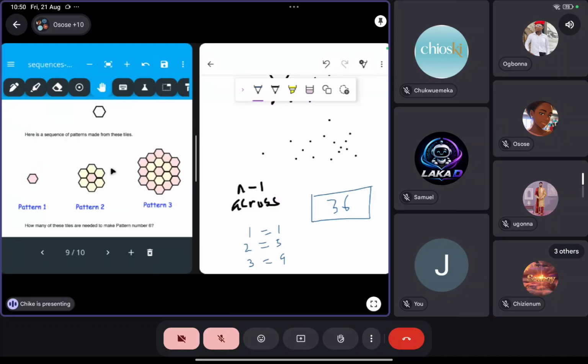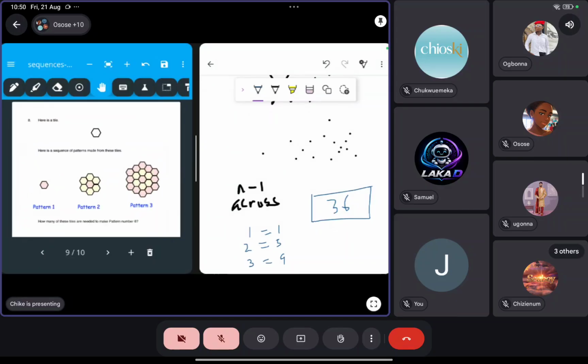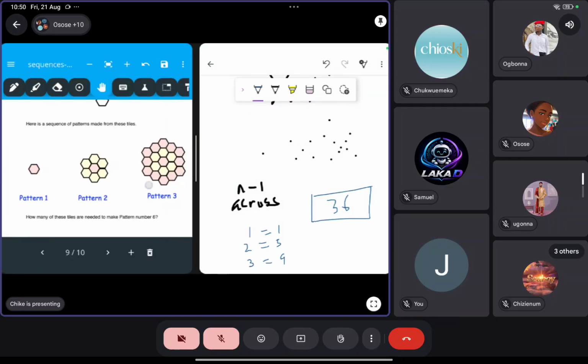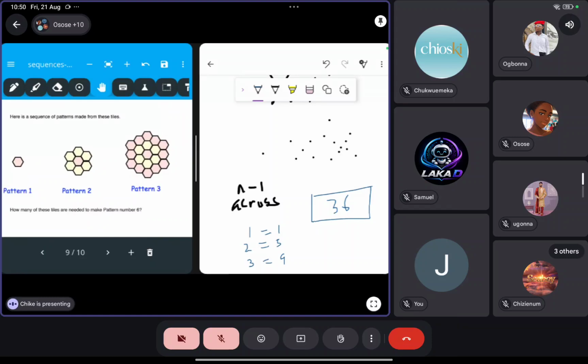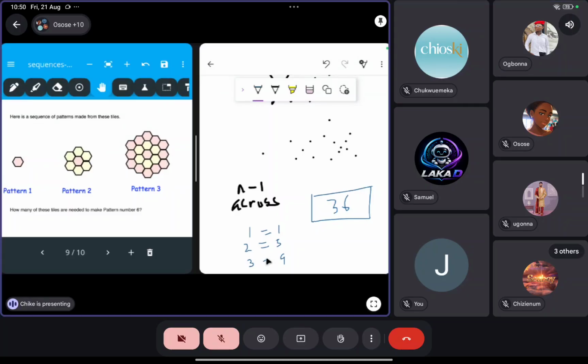Sorry. I wanted to be sure there's no additional information. They said here is a tile. Here is the sequence of patterns made from this tile. Yes, no additional information. So how many tiles are needed for pattern 6? So I got 31. Okay, 31.